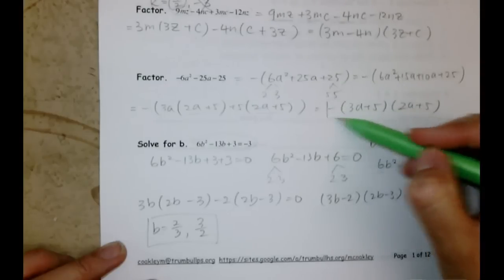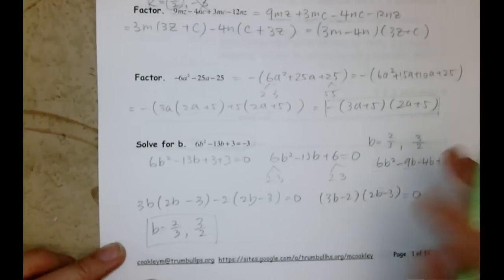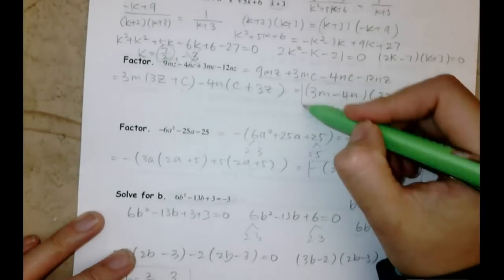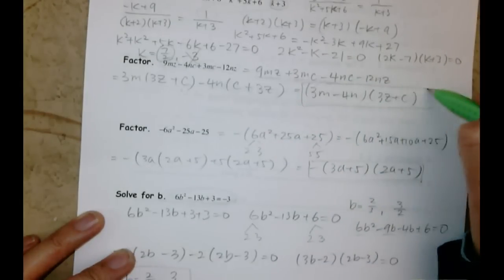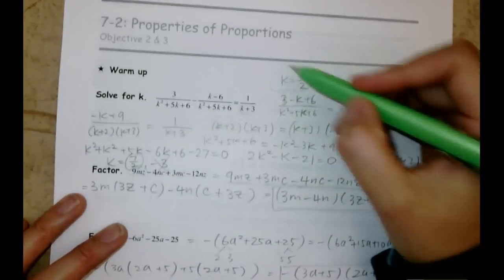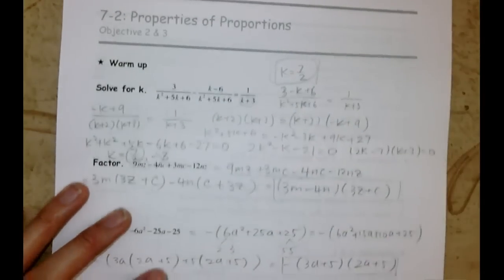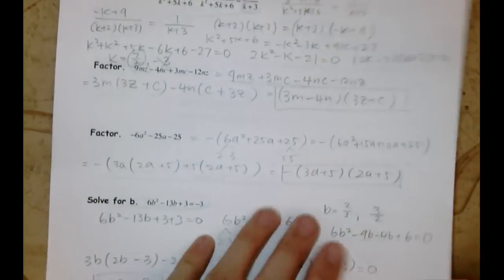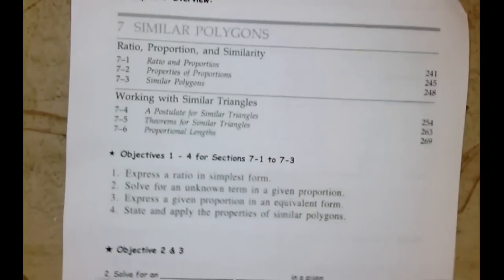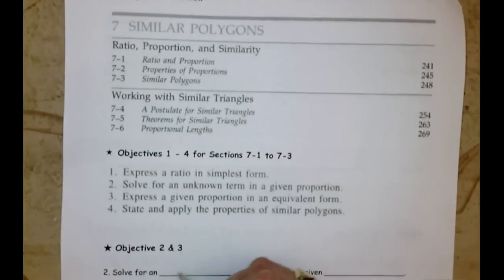Okay, so the answer here is this, because you're just factoring. The answer here is this, and the answer here is just this one. Okay, all right, let's go. Ooh, it took 11 minutes just to do the warm-up. All right, 2, solve for an unknown.